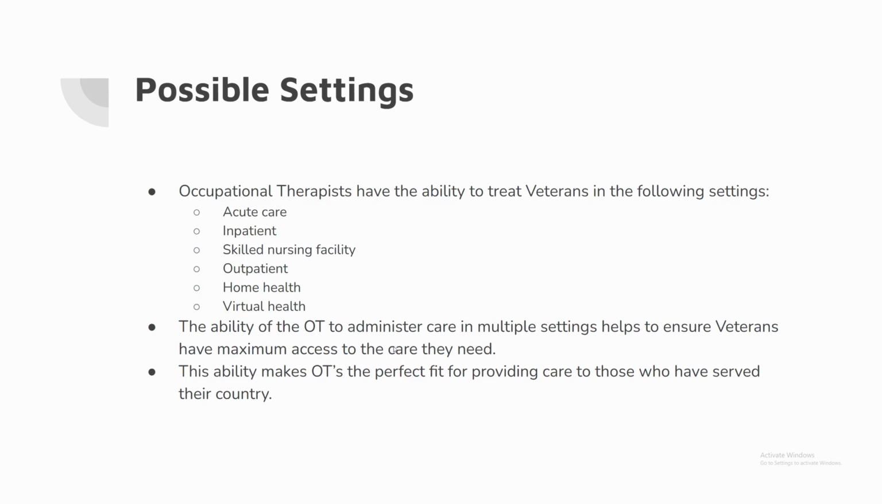As Michael Hall said, my name is William Strickland. I'll be going over possible settings. OTs, or occupational therapists, have the ability to treat veterans in the following settings: acute care, inpatient, skilled nursing facilities, outpatient, home health, and virtual health. The ability of the OT to administer care in multiple settings helps to ensure veterans have maximum access to the care they need. Some veterans might not have the ability to travel, some may be in rural settings, and some may be only in acute care shortly after combat. This ability makes the OT the perfect fit for providing care to those who have served their country.